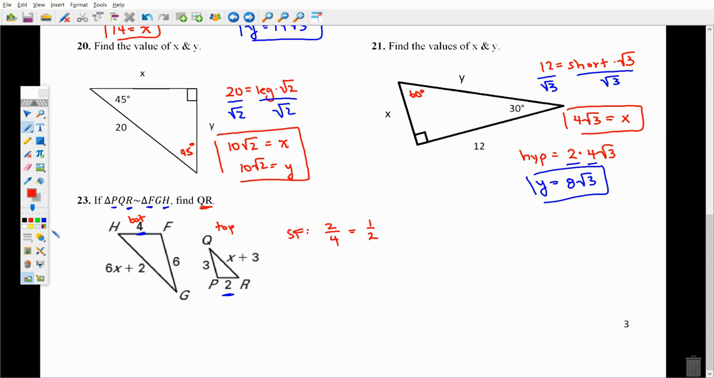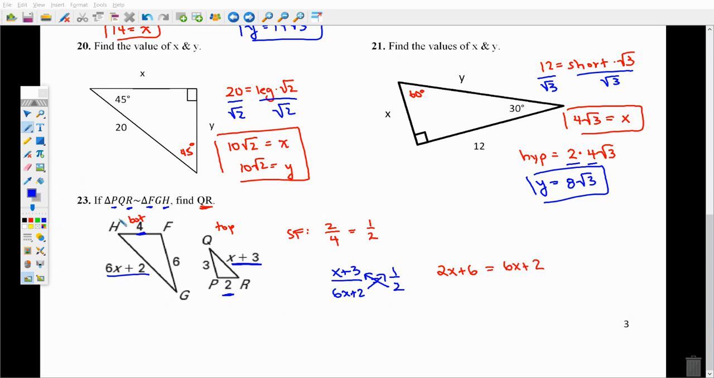Now I want to find what QR is. So QR is this side here. That's our last two letters. So that's going to match up with GH, our last two letters as well. So 6x plus 2. So if I put x plus 3 over 6x plus 2, it should be equal to 1/2. And then here you can multiply by 2, cross multiply, multiply by 6x plus 2. What you end up getting is 2x plus 6 is equal to 6x plus 2.